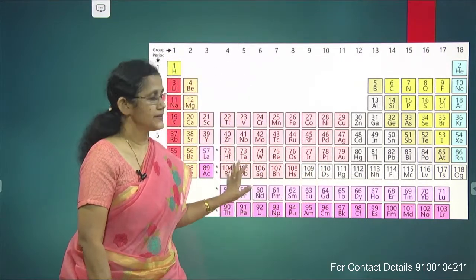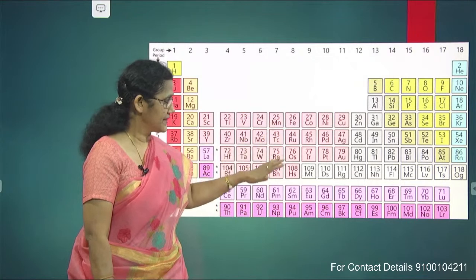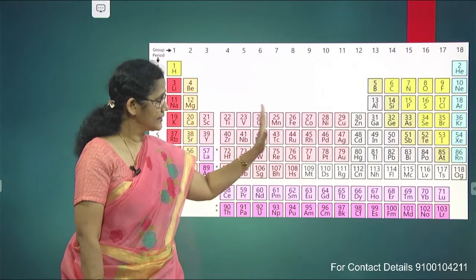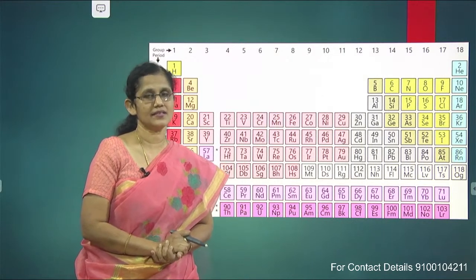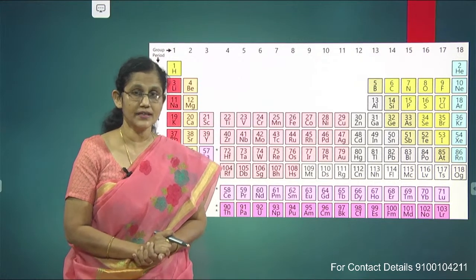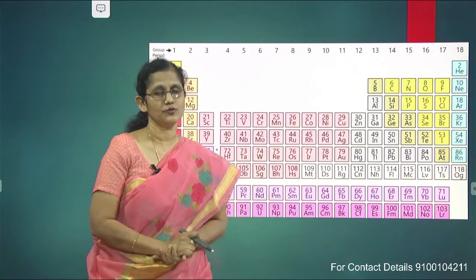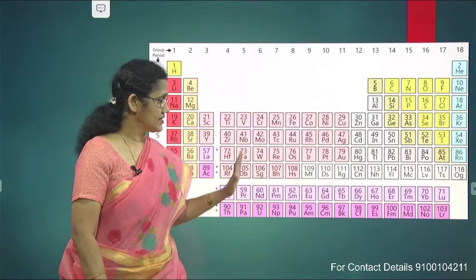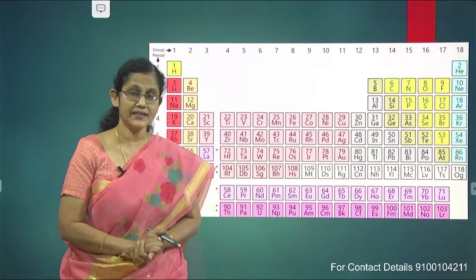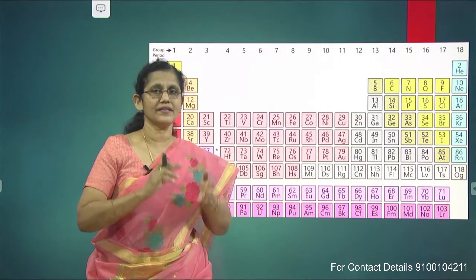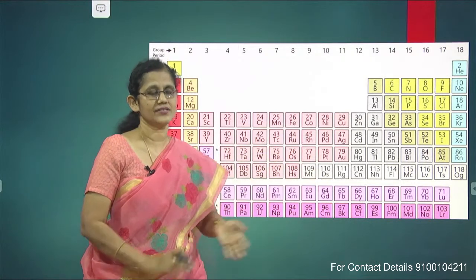In this modern or long form of the periodic table, there are 7 periods and 18 groups. In Mendeleev's periodic table, how many periods? 7. How many groups? 9. But in the modern periodic table, there are 18 groups. Out of these 7 periods, the first period is the shortest. What are periods? Horizontal rows in the periodic table. What are groups? Vertical columns in the periodic table.